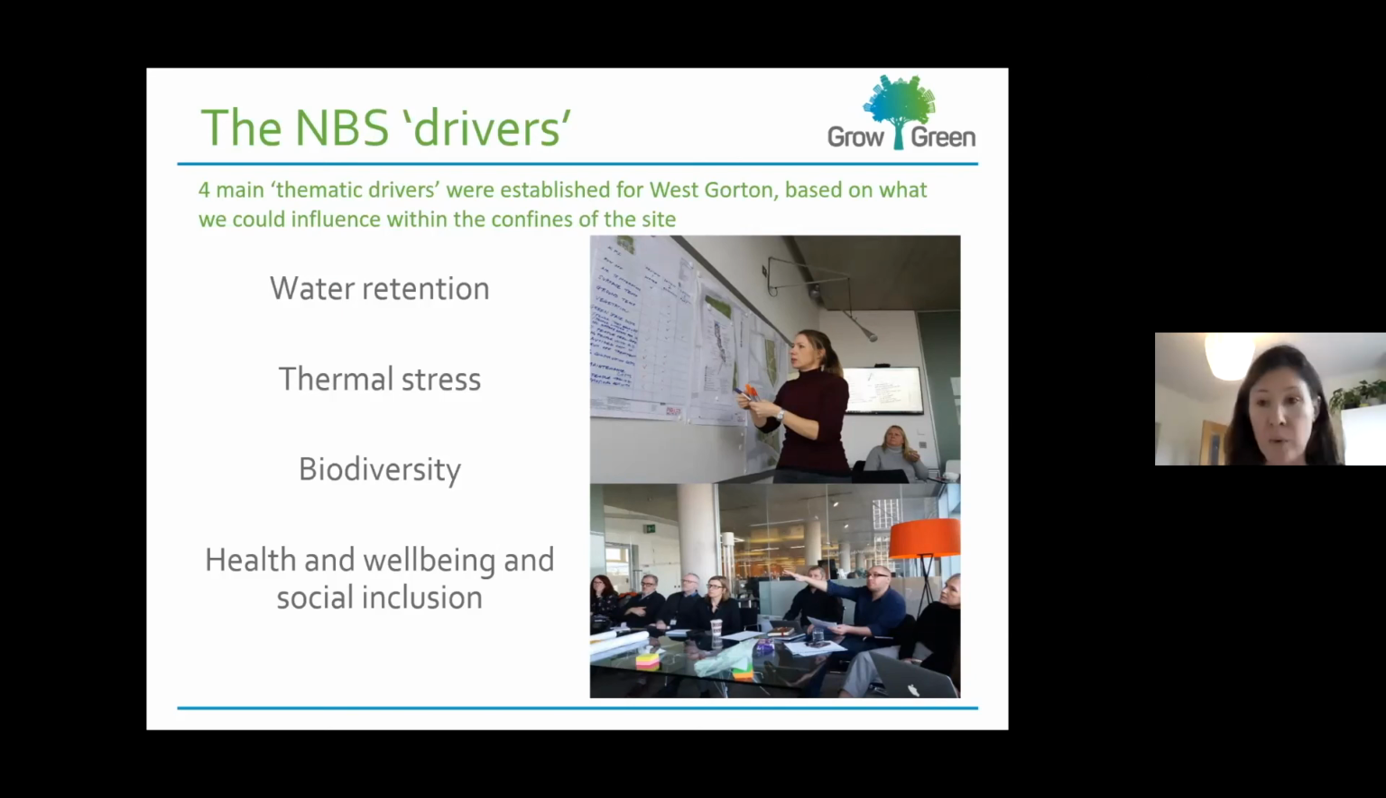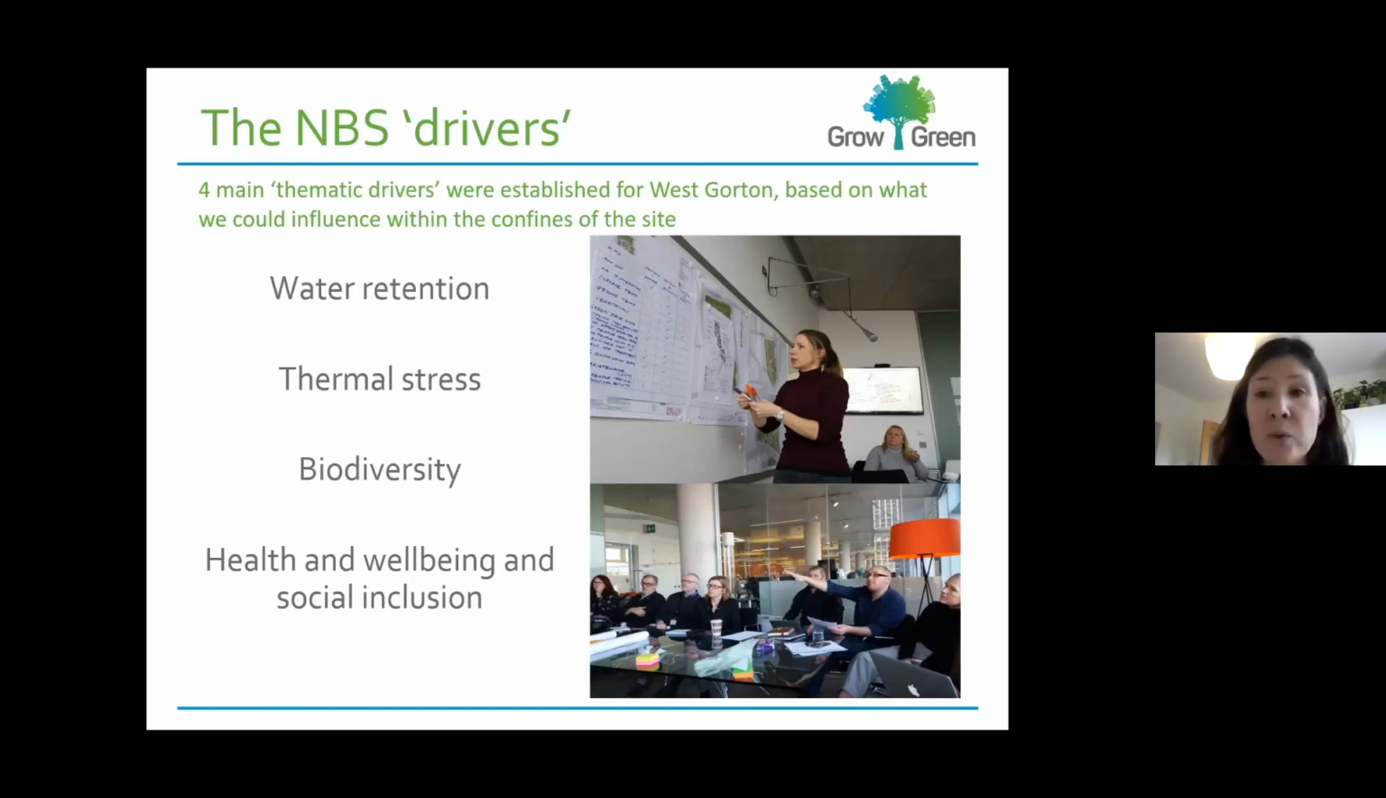So as you can see, we held a couple of workshops attended by the landscape architect who we commissioned for the scheme, the research team from the University of Manchester, the local social housing provider, and also municipal officers in departments such as green infrastructure strategy, regeneration, housing, various things like that.